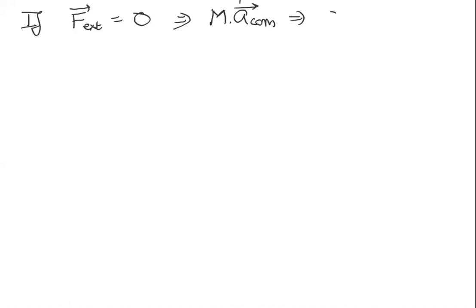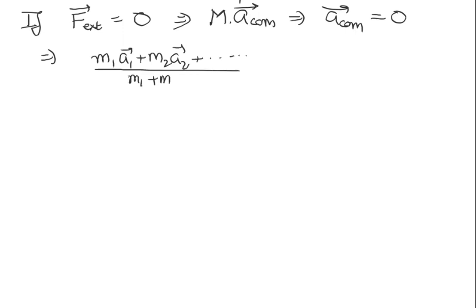And this would imply that acceleration of center of mass is equal to zero. But then this would imply that M1A1 plus M2A2 plus so on divided by M1 plus M2 plus so on is equal to zero. Does this mean, now this is the question, does this mean that A1 and A2 and A3 are all zero? Does this mean, very good Tulika, very good Sanjay, yes, good Shana, very nice. Not necessarily, yes.